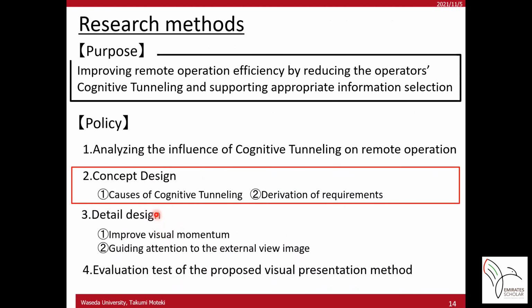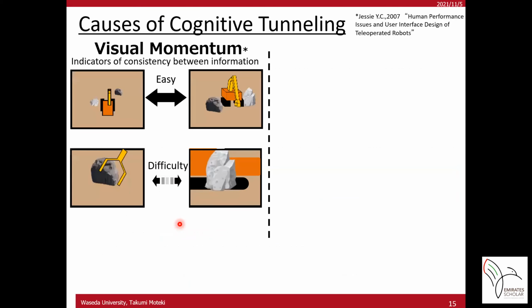Next, I will explain the concept design of the visual presentation method. There are two keywords that can be used to describe the cause of cognitive tunneling. First, visual momentum is a concept used to measure how visual scene transition impacts the user's ability in extracting and integrating information across multiple displays.